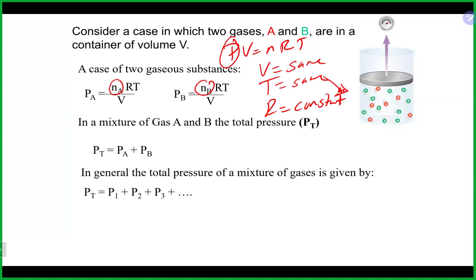Again, this is still the ideal gas law, which means you need to make sure everybody's in the right units. So everybody needs to be in atmospheres for pressure. Volume here needs to be liters. Temperature needs to be Kelvin. Any questions on that there?